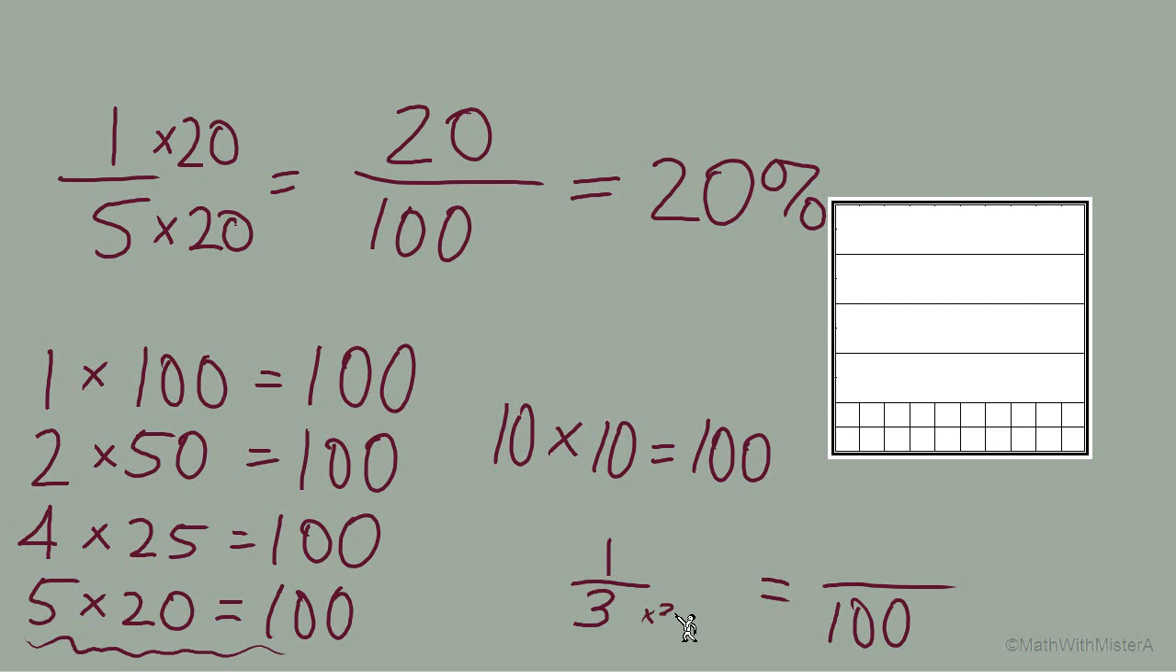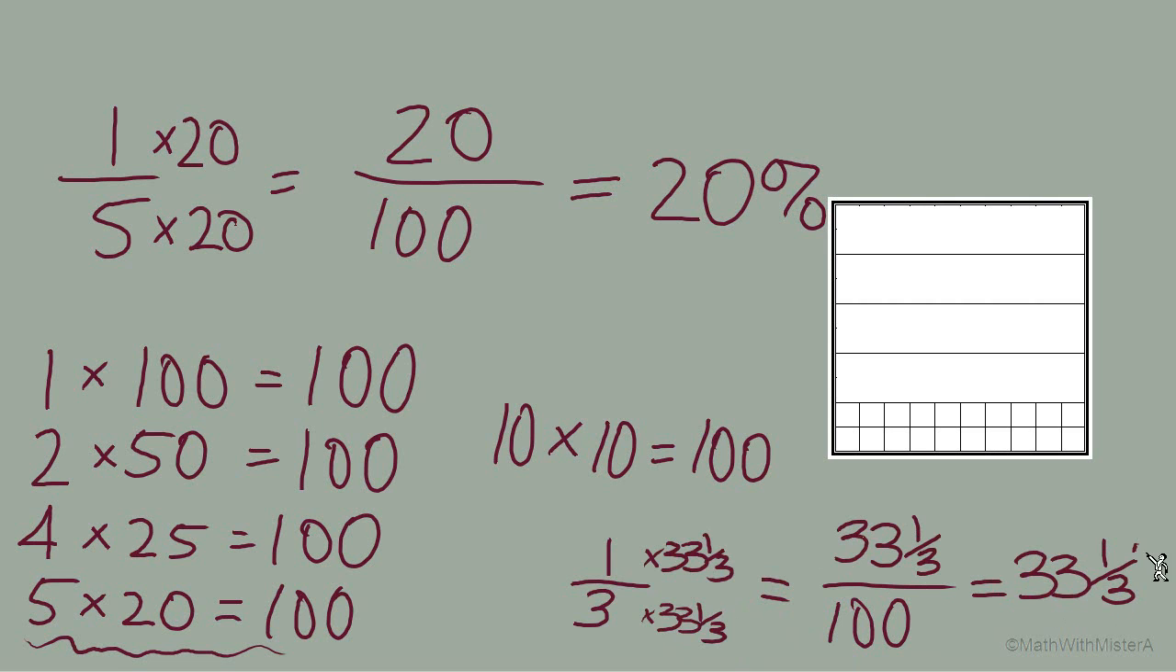It's actually 33 and a third. 3 of those would make 100. So 33 and a third, this is a pretty funky looking fraction, but I'm only doing it to show that if we wanted to come up with a percent, it would be 33 and a third percent.